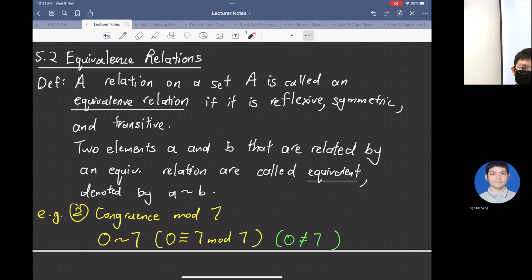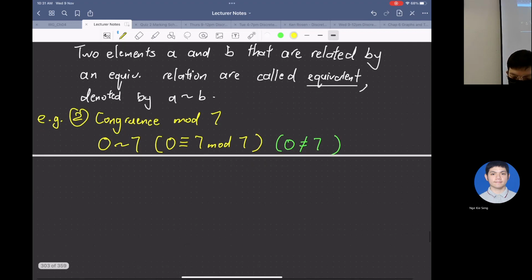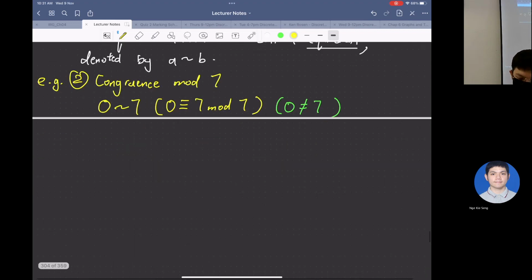And so, do you need another example or not? Never mind, we just skip through first.